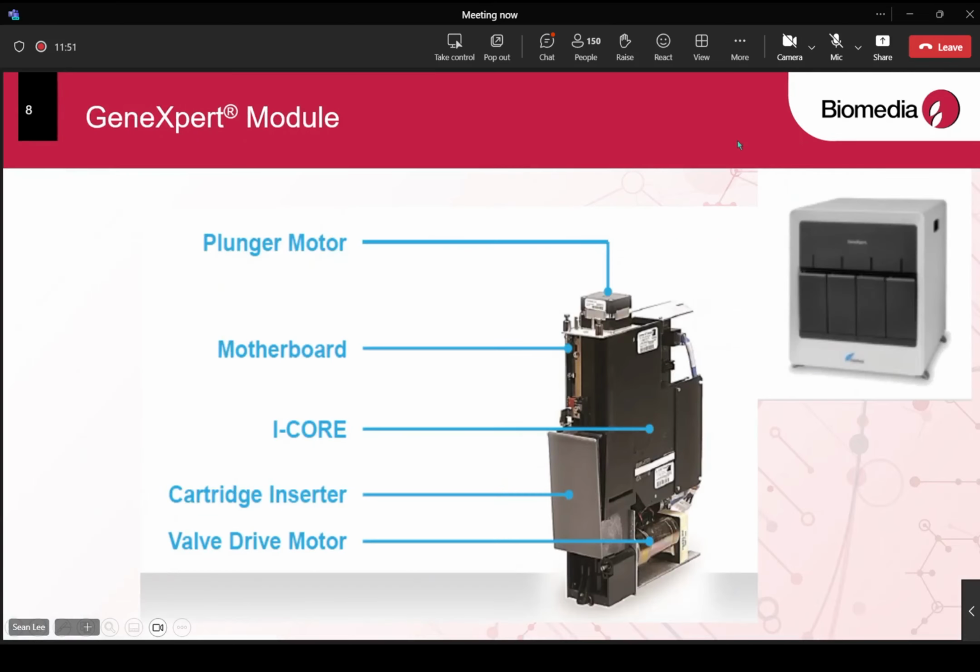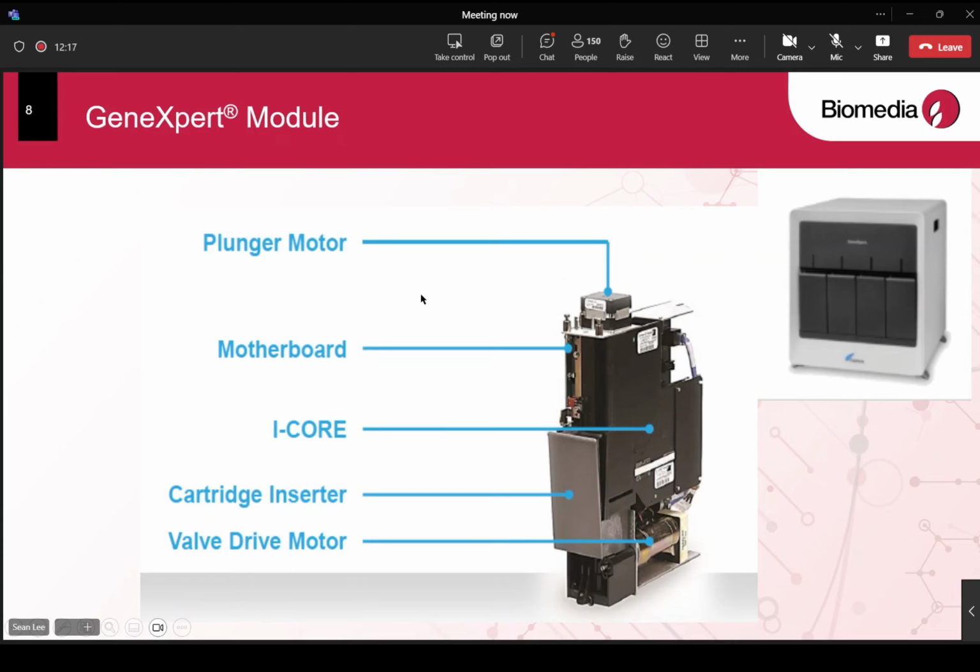So this is GeneXpert system. This is what we call GX4. Okay. And GX4 means a GeneXpert having 4 modules. So this is what we call module. One module can run one test. If you have 4 modules over there, then you can run 4 tests at the same time. So this is like one RT-PCR machine.